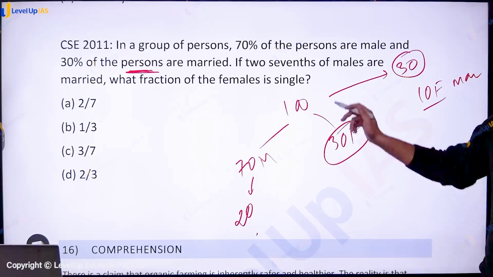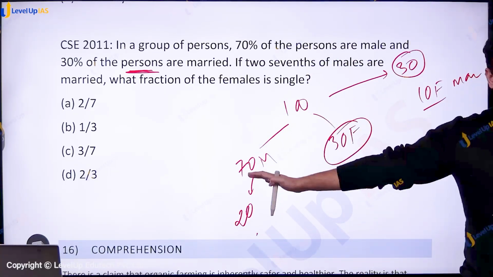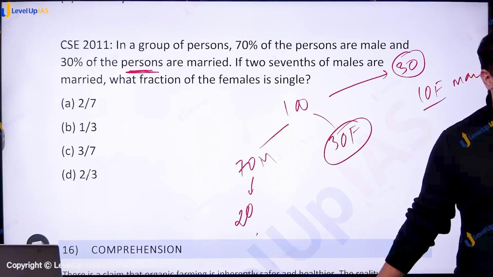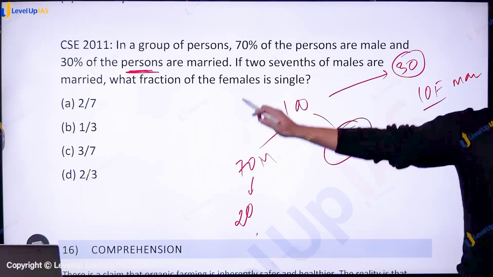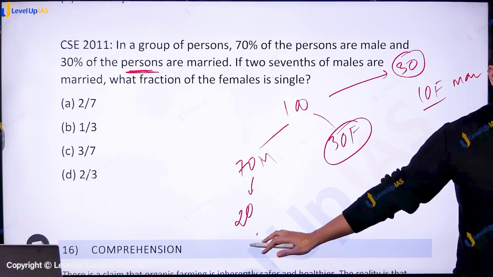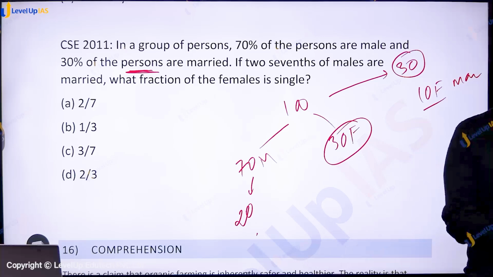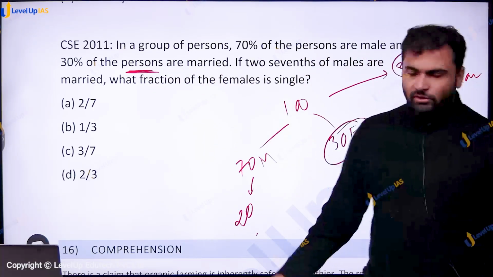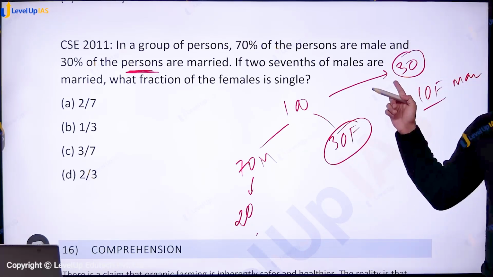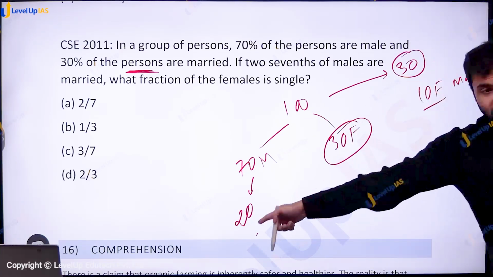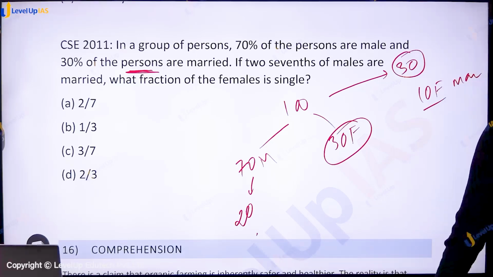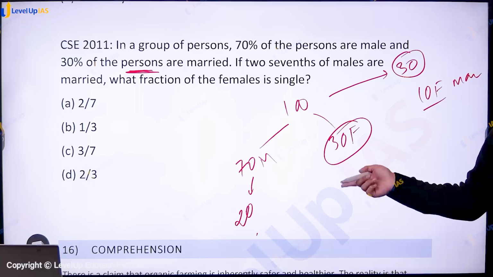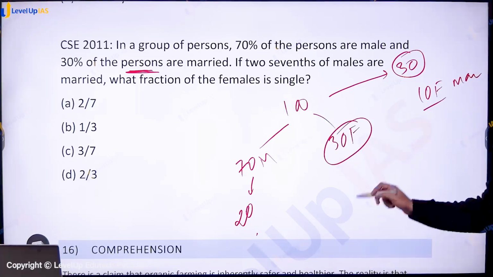Yes, there are 100 people. 70 men, 30 women. Out of 70, 20 are married. 2/7 of the males are married. So 20 men are married out of these 70. Fine, no problem. And here it says 30% of the persons are married. So out of 100, 30 persons are married, and out of those 30 persons, 20 are men. So 10 females are married. So 10 females are married out of 30. How many are single? 20. The question is what fraction of females are single? 20 out of 30.